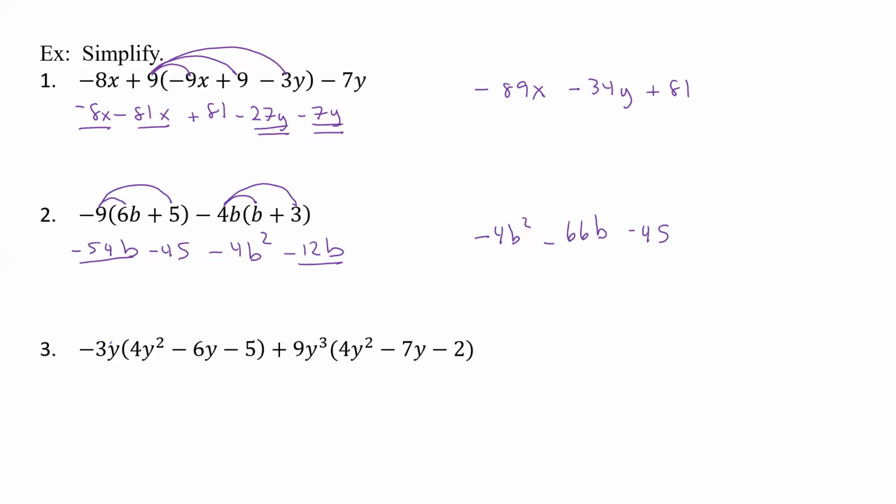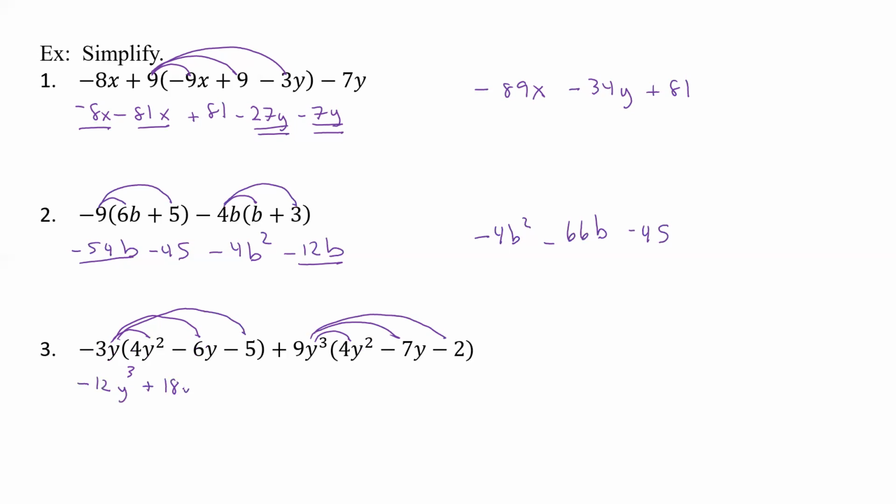Now the last one looks like it's going to be a little more complex. We have a trinomial we have to distribute through on both cases. And then after that, we have to simplify. So what do we have? We have a negative 3 times 4, so that's a negative 12. And then we have y times y squared. That's going to be y cubed. Now we have a negative 3 times a negative 6, so that's going to be a plus 18.